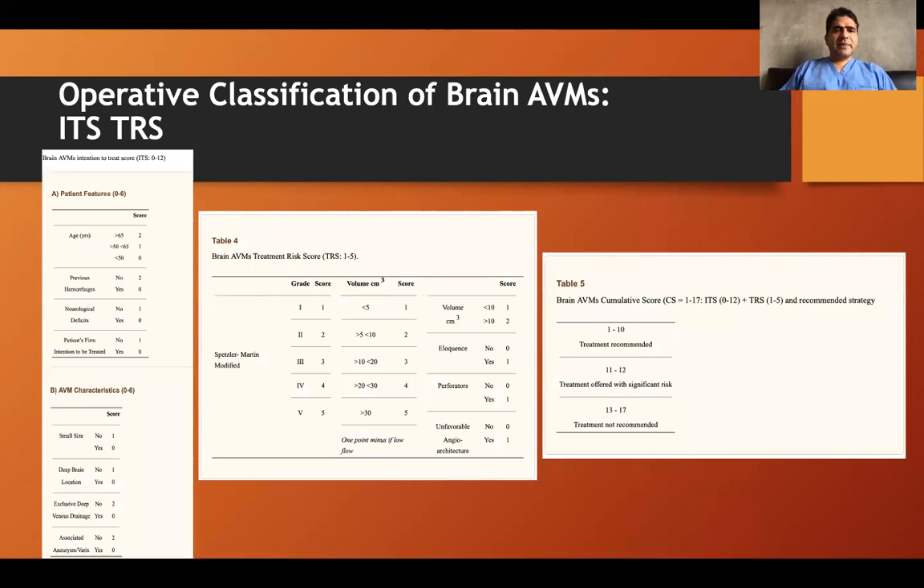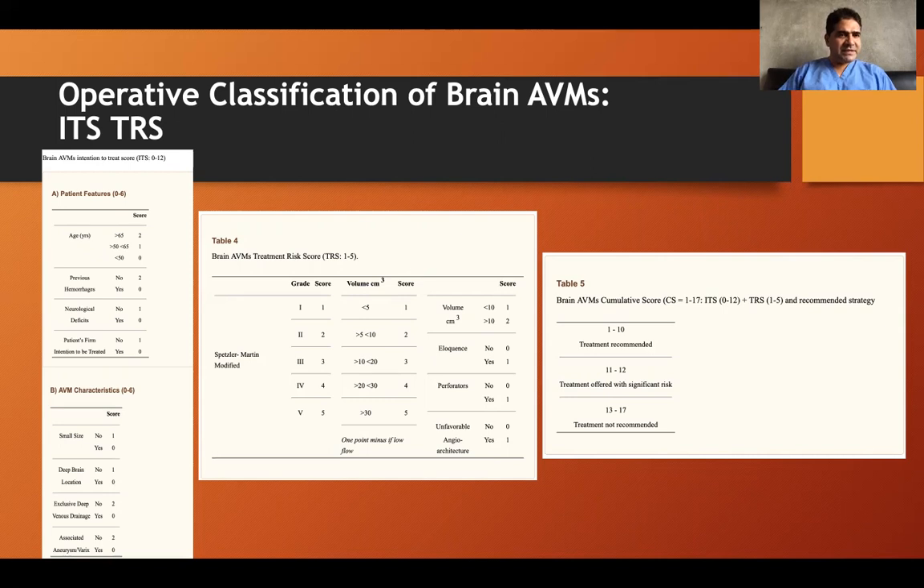Another classification system is by Best. This is one of the institutional classifications from Europe, where there are 2 components. One is the intention to treat score, and second is the treatment risk score. By combining these 2 scores, in the intention to treat score, there are 2 components.